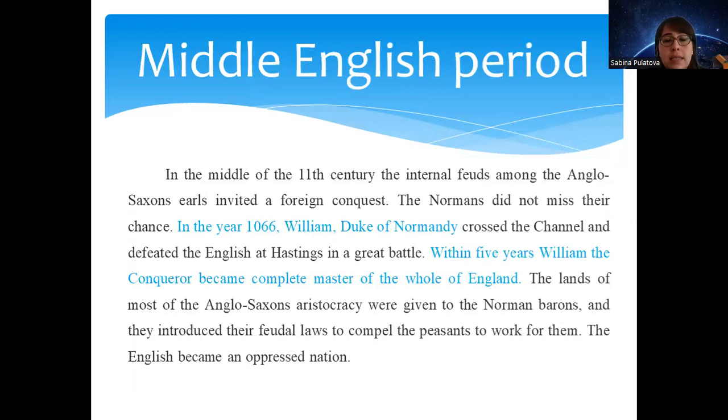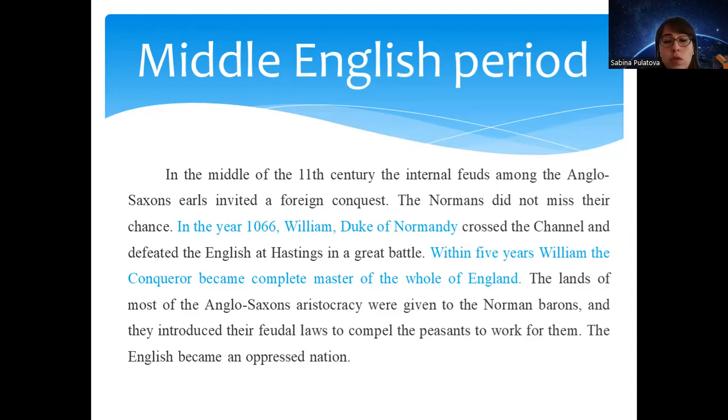The next period is called the Middle English period. In the middle of the 11th century, the internal feuds among the Anglo-Saxon earls invited a foreign conquest. The Normans didn't miss their chance. In the year 1066, William, Duke of Normandy, crossed the Channel and defeated the English at Hastings in a great battle. Within 5 years, William the Conqueror became complete master of the whole of England.